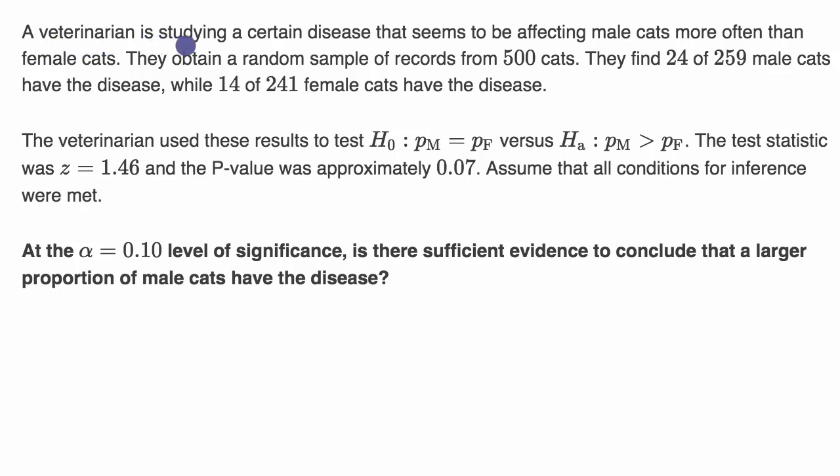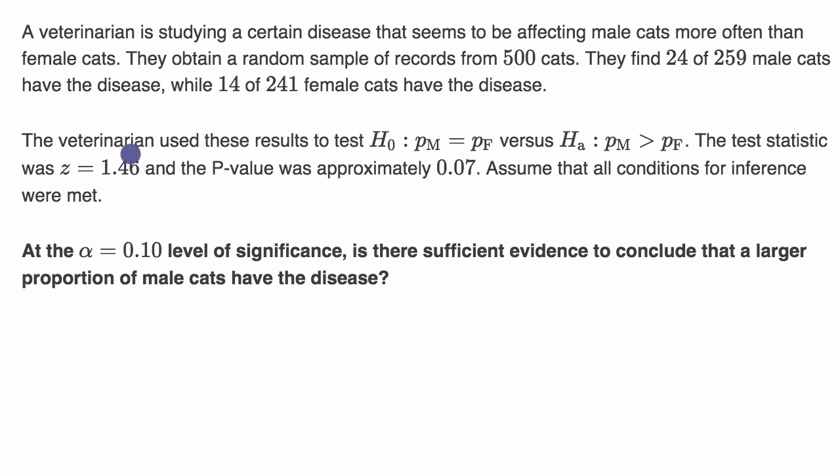A veterinarian is studying a certain disease that seems to be affecting male cats more than female cats. They obtain a random sample of records from 500 cats. They find 24 of the 259 male cats have the disease, while 14 of 241 female cats have the disease.